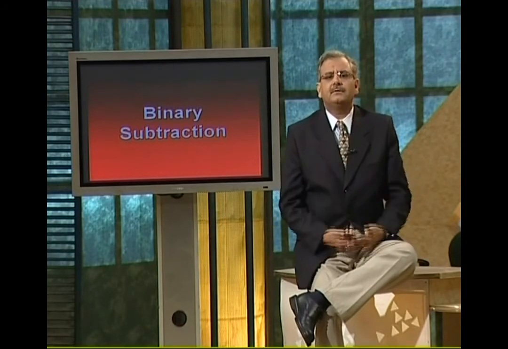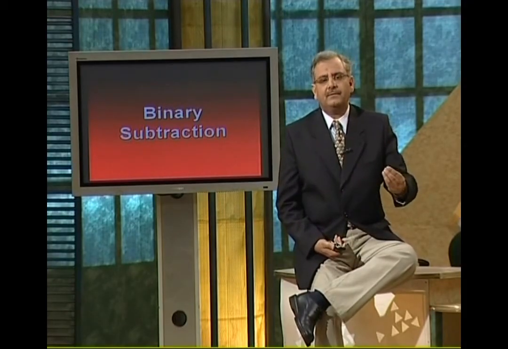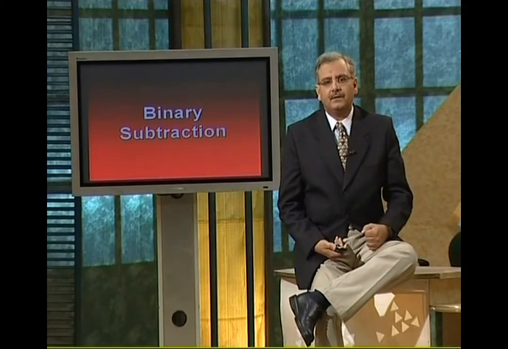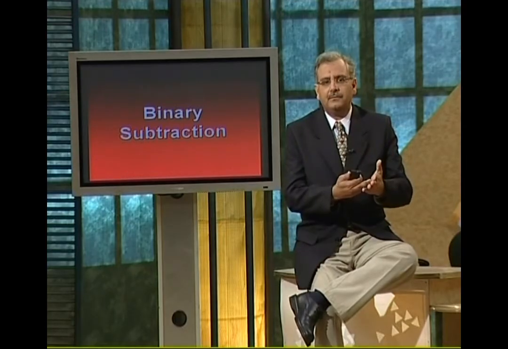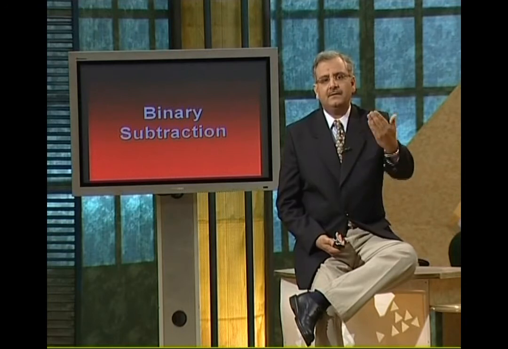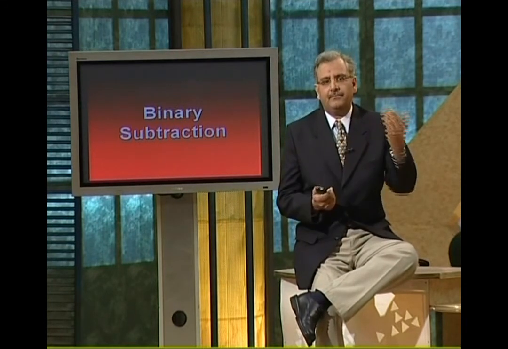Let's just consider subtraction in terms of decimal numbers. You have a number 27, and from 27 you subtract 9. Okay. So when you subtract 9 from 7, it is not possible. You borrow a 1 from the 2. So you have 17, subtract 9, you get 8. So the difference is 8, you have borrowed a 1.